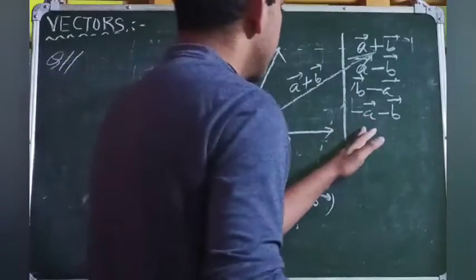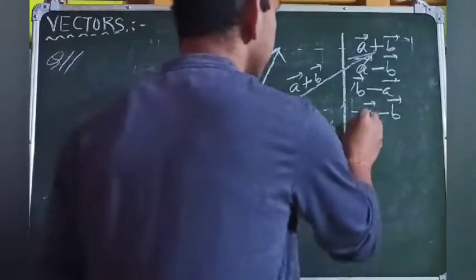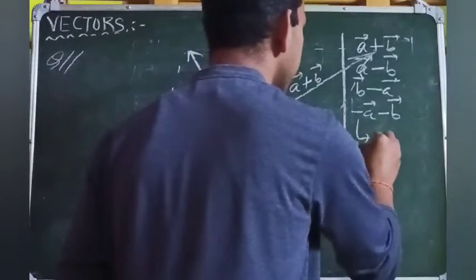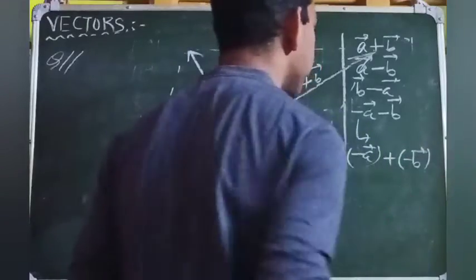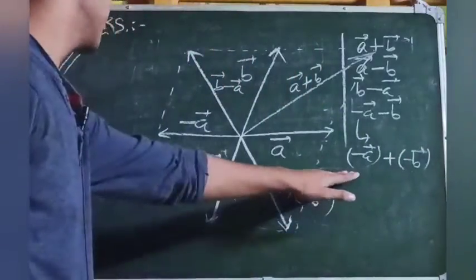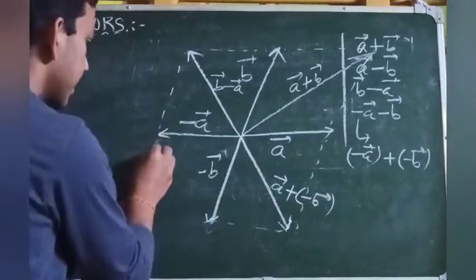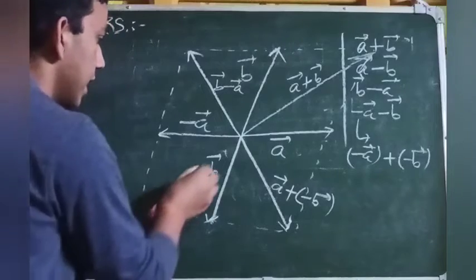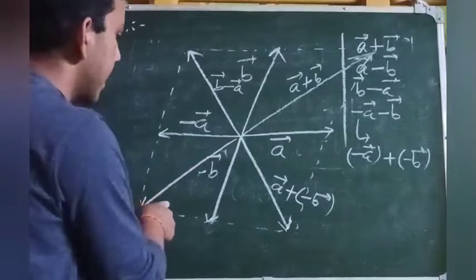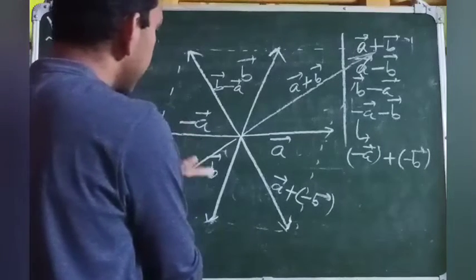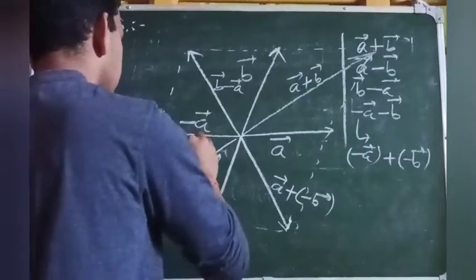Now, to find the resultant of minus a vector plus minus b vector, this can be written as minus a vector plus minus b vector. We are required to find minus a vector, this is minus a vector, and minus b vector. So the resultant will be obtained as the diagonal of this parallelogram. This resultant vector is the resultant of minus a vector and minus b vector. We can write it as minus a vector minus b vector.